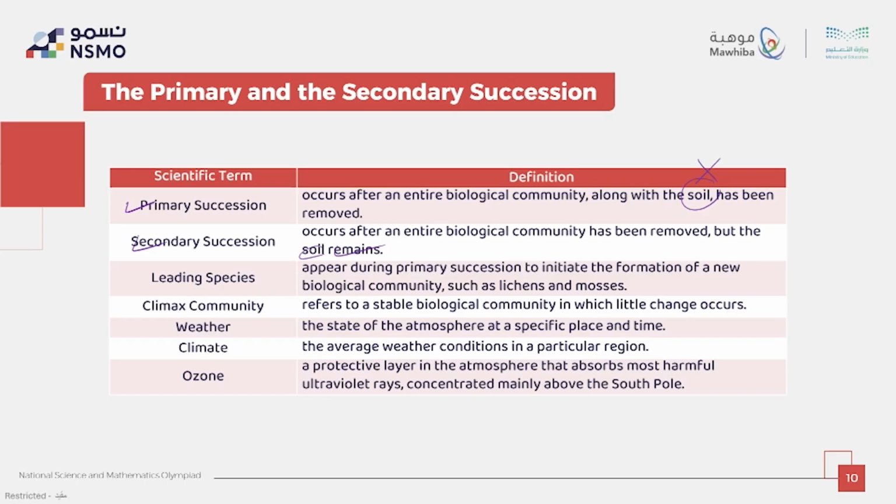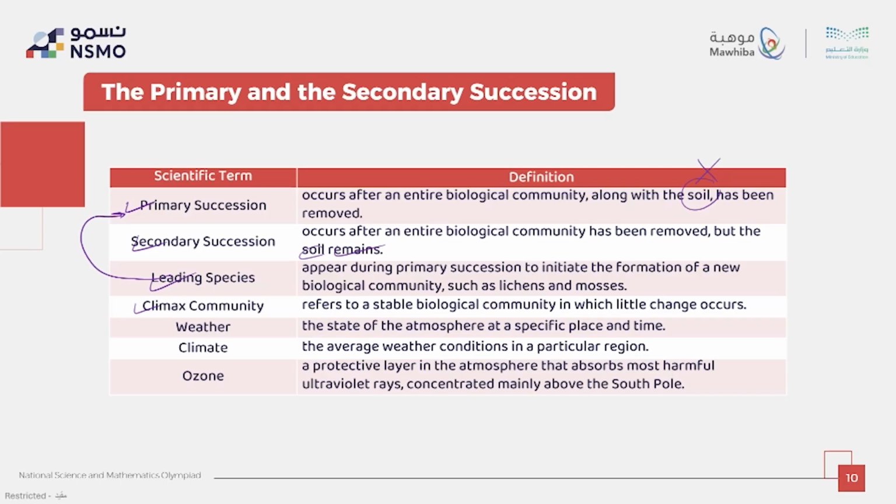Leading species, the first species to appear in primary succession and prepare the environment for others, such as lichens and mosses. So leading species is related to primary succession. Climax community, that one, is a stable and mature biological community that changes very little over time.